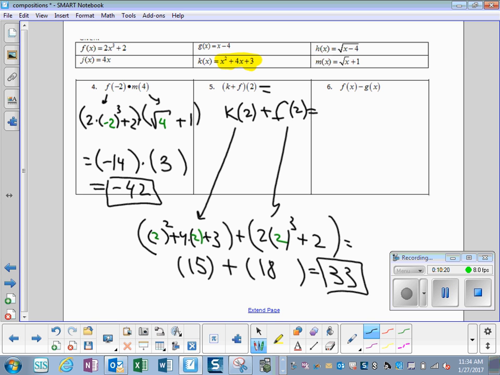Okay, so do number 6. Don't forget to put parentheses around every function, because this minus you'll have to distribute. So be careful. Parentheses around both f(x) and g(x). Parentheses, or brackets, or something to separate a function. So now you need to open parentheses, so don't forget to distribute this negative inside there.